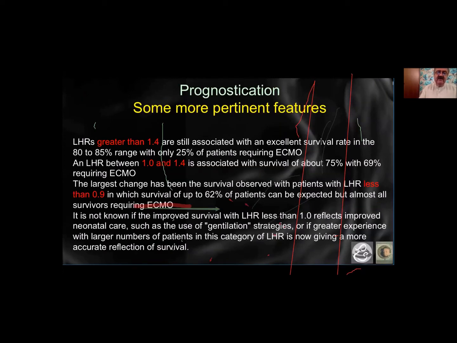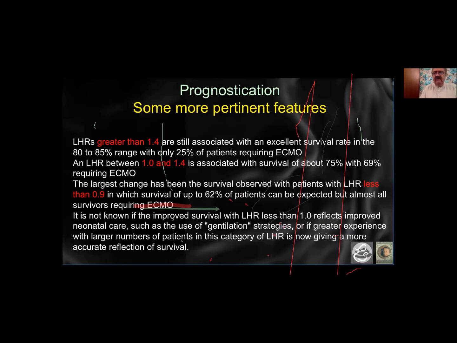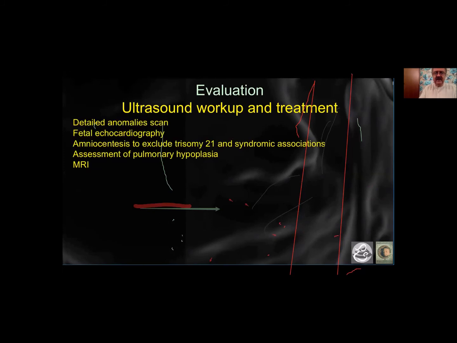And if the LHR is greater than 1.4, excellent survival rate. Less than 0.9, you usually have to think in terms of how much ECMO to organize and so on. And between 1 and 1.4, difficult to say prognosis. So this must be part of your ultrasound report, and insist on it, so that then you can manage this particular condition intelligently. Now, in this situation, it's different from a CPAM.